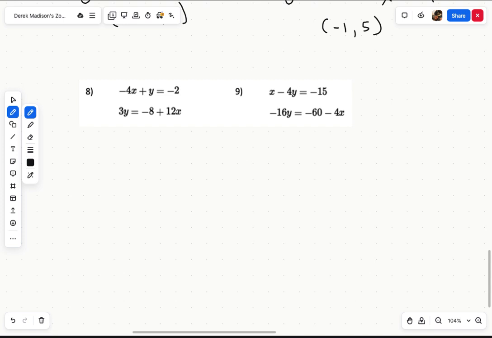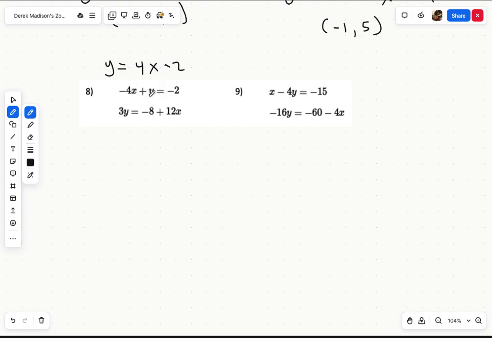Let's see, so for this, that y is almost by itself, but I would have a lot of fractions if I divided that 3 out, so I don't think I want to go that way. This looks a little bit easier right here, so if I add that 4x over to this side, then I'll have y equals 4x minus 2, and that seems like it would be easier, so just write that out right up here. Y equals 4x minus 2.